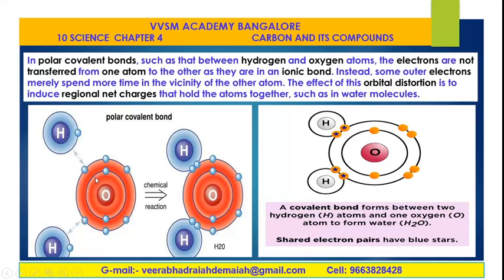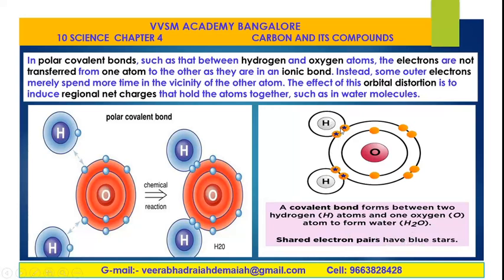Here, hydrogen and oxygen. Here, this is the chemical reaction. Then a polar covalent bond is established. Polar covalent bond. That means H plus ion. Here, hydrogen has a partial charge, delta plus, and oxygen, delta minus. This is the covalent bond formed between two hydrogen atoms and one oxygen atom to form a water molecule. Shared electron pairs have blue stars here.